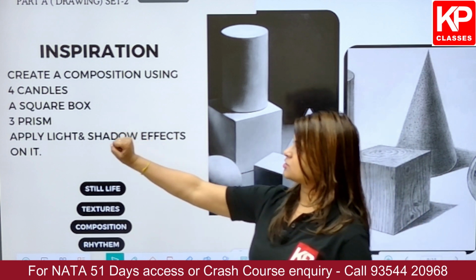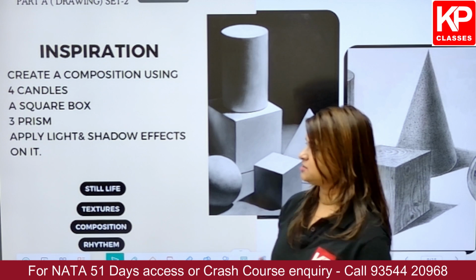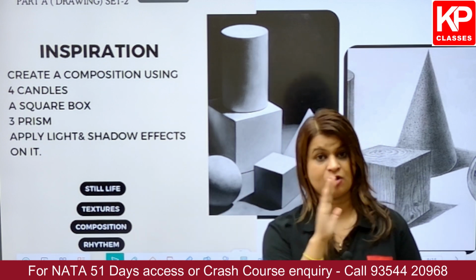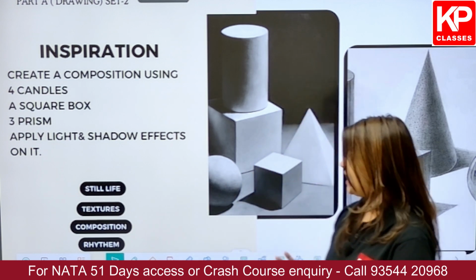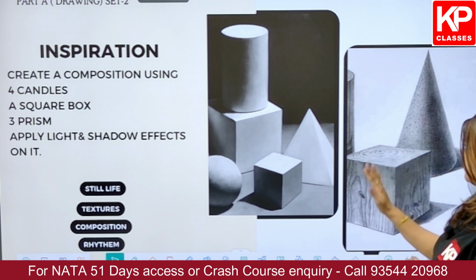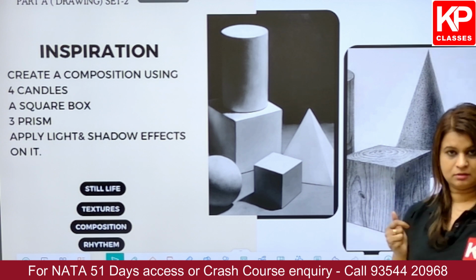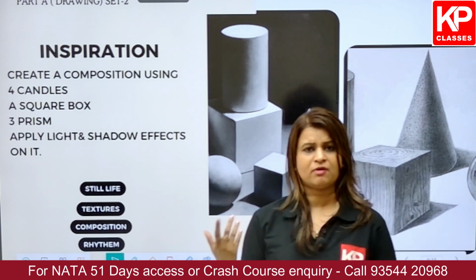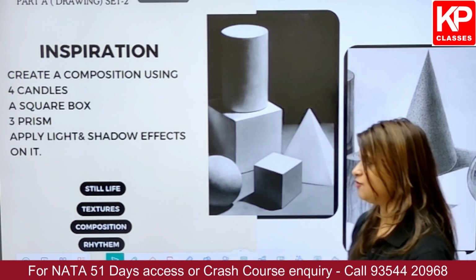And a square box. Now your square box could be a paper box, it could be a metallic box, depends on you. And 4 prisms. So you have to take care of the form, that it has to look like a prism. Material could be anything, and that's why I have shown you some examples where in this particular example you can see the cube looks wooden. Here the material looks like simple white paper. So think about the material as well as the texture over here.